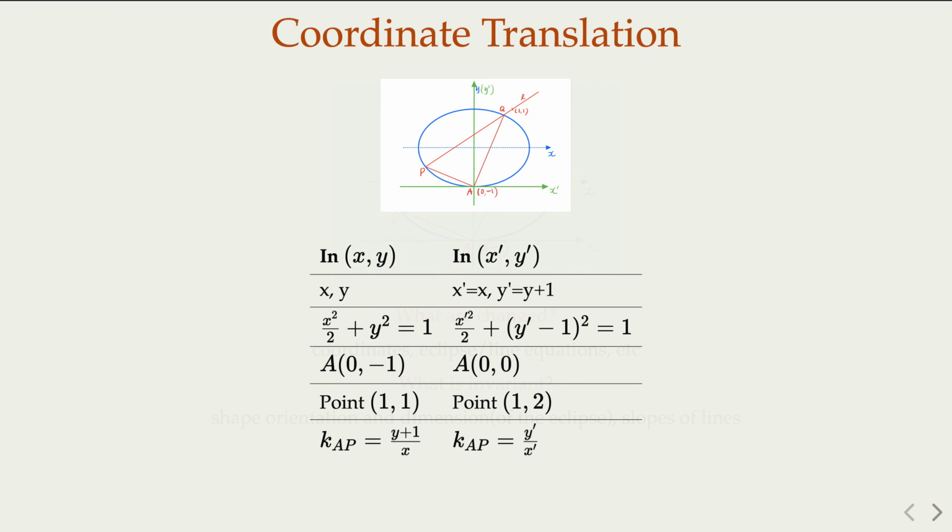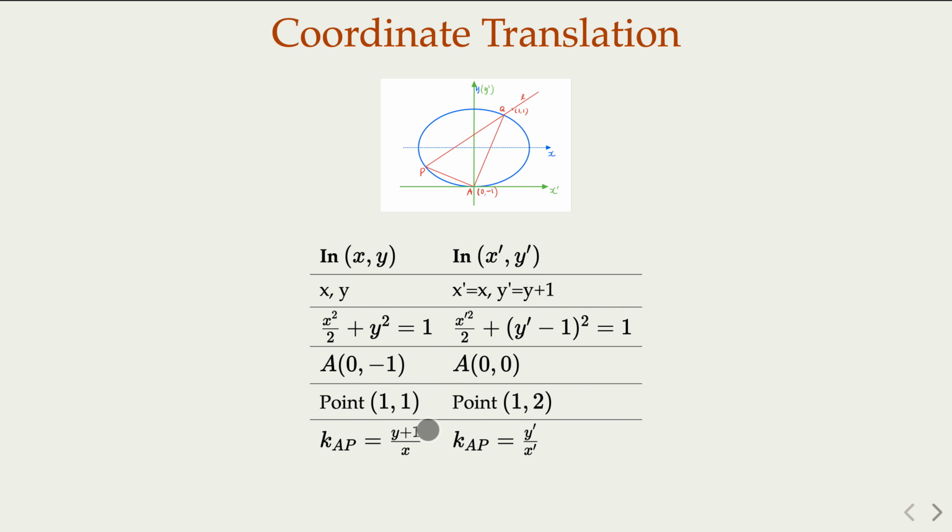All right. So I have a table here, right? For example, the old coordinate with x, y, and the new coordinate with, say, x prime, y prime. This is how they're related. The second row here is the ellipse equation in the new coordinate, it is going to be this. And here's the point A in the new coordinates, which becomes the origin at (0, 0). Now point (1, 1) becomes (1, 2) in the new coordinate.